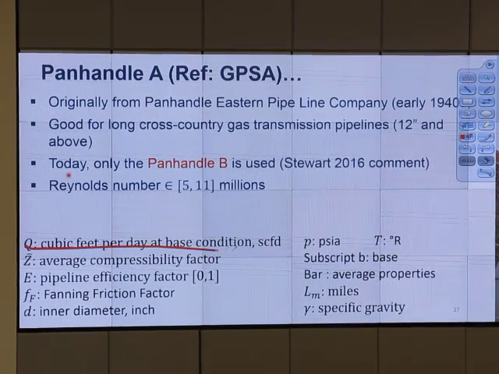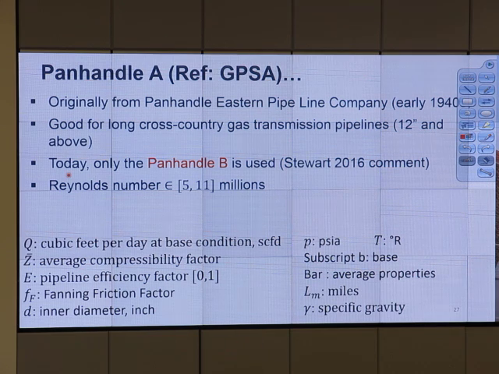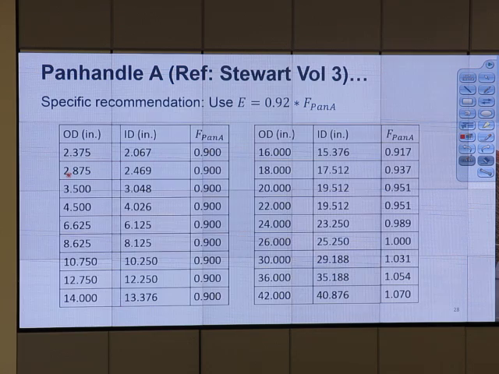Q has the same definition, ACFD. Z is the average compressibility factor, E is pipeline efficiency from 0 to 1, F is the Fanning friction factor, D is inner diameter in inches, L is in miles. When you have a bar on top, that's the average property. P bar is the average pressure.